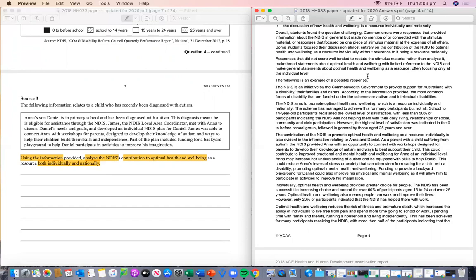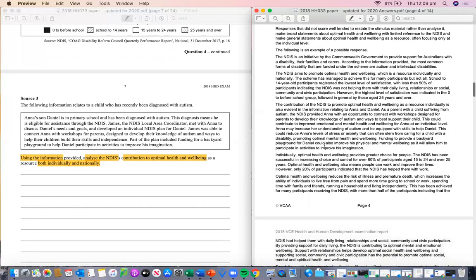Another area was that responses that did not score well tended to restate the stimulus material rather than analyze it, made broad statements about health and well-being with limited reference to the NDIS, and only made general statements about optimal health and well-being as a resource, often focusing only at individual levels. So the main thing people were lacking was how it can impact nationally. So this is an example of a response.